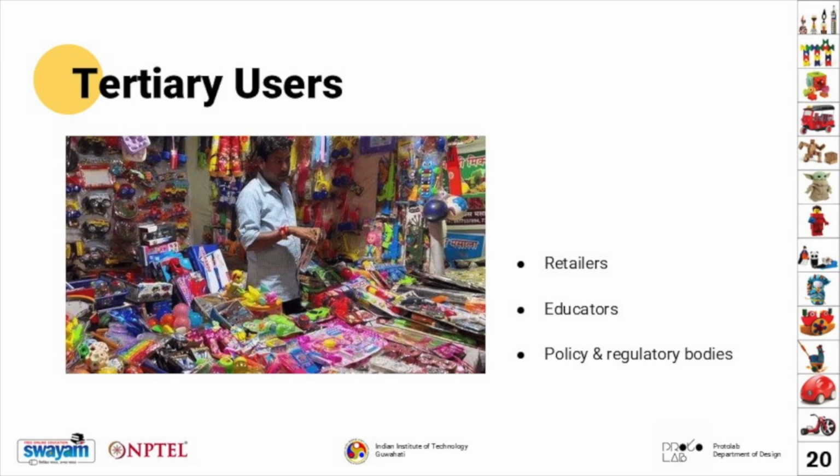A toy that fails regulations will never reach the shelf. A toy that retailers don't understand will not be stocked. A toy that educators cannot justify will not enter learning spaces. These users shape how toys are framed, described, and distributed. Ignoring tertiary users often leads to market failure, not design failure.